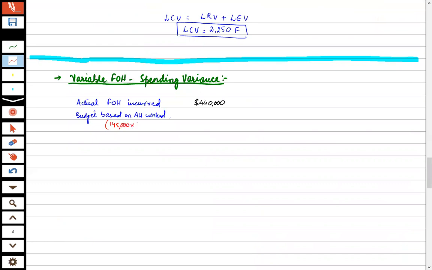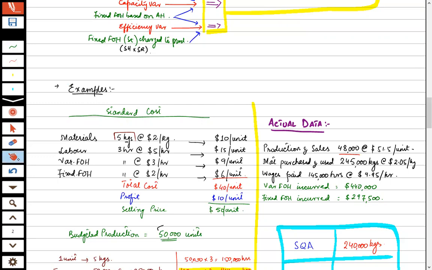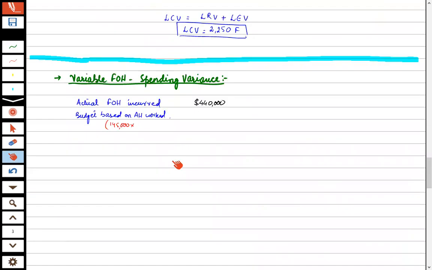So we will write actual hours 145,000, multiplied by the budget or standard of the variable overhead. Budget or standard of the variable overhead is $3 per hour. So we will write 145,000 multiplied by $3, and this will be $435,000.